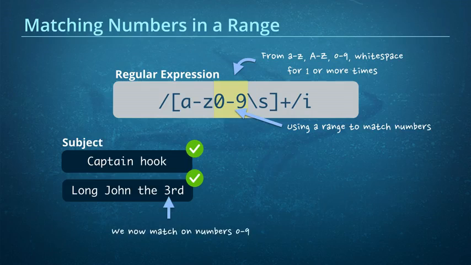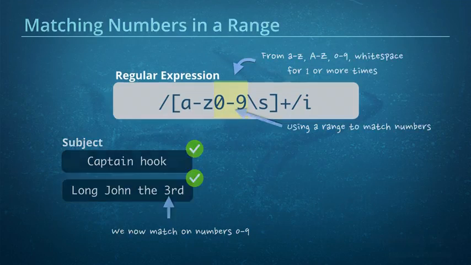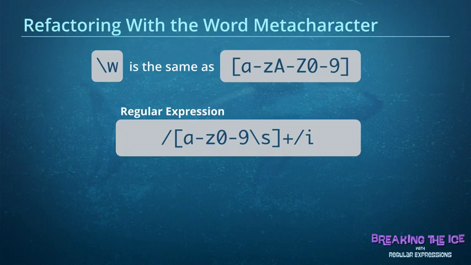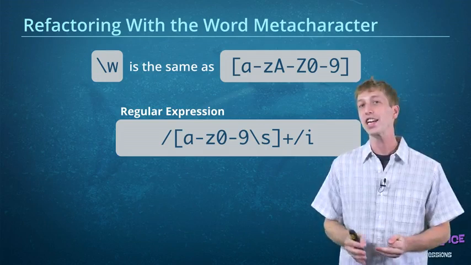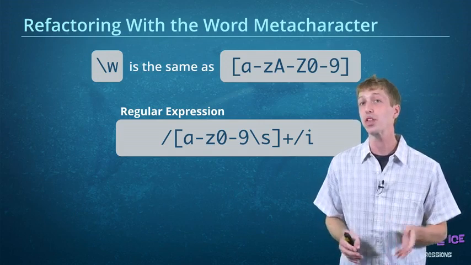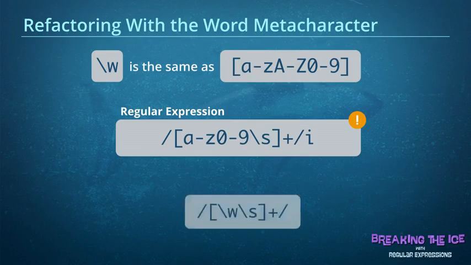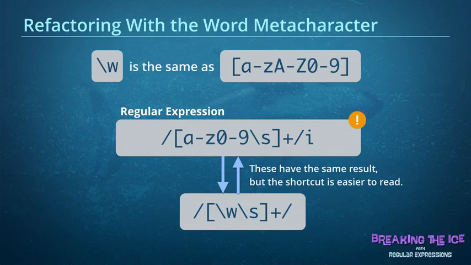However, there's another way we can write this. We can refactor our character set to use the word meta character, which is written as \w. This literally equals a character set with a lowercase range a through z, an uppercase range A through Z, and a range 0 through 9. By adding in our \s to the character set with our \w, we're going to get our desired pattern. Now using our new pattern, we can drop the I modifier because capital letters are taken care of for us. And we're now matching on all names. Great job.